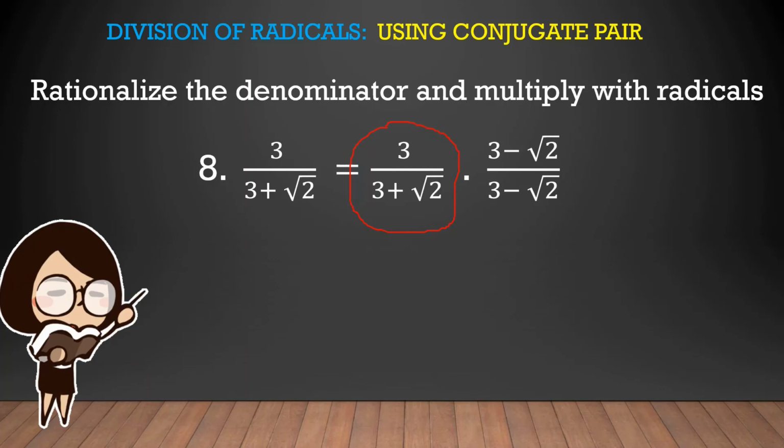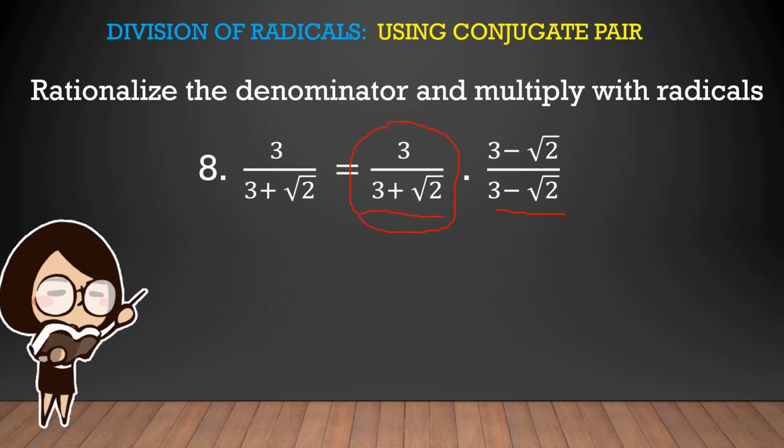For the conjugate pair, we need to look at the denominator. This is 3 plus square root of 2. The conjugate pair is 3 minus square root of 2, the inverse of the sign. If your given is 3 minus square root of 2, the conjugate is 3 plus square root of 2. We need to multiply both the numerator and the denominator.